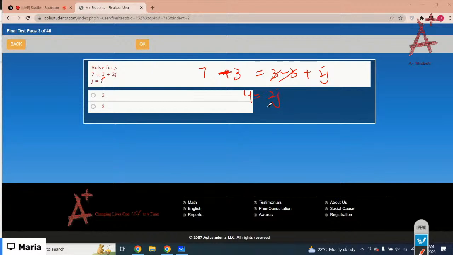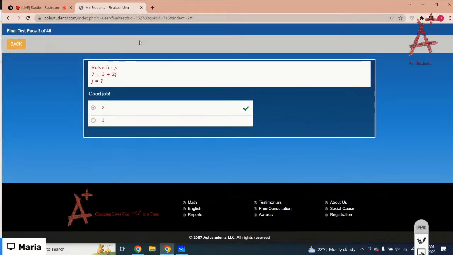Got it? Now you have to find the value of j only. So just divide both sides by 2. So you are left with j equals 2 times what number is 4? 2 times 2 is 4. So that would be j equals 2. Got it? The correct option is 2. Just select the correct option and then click on the OK button.